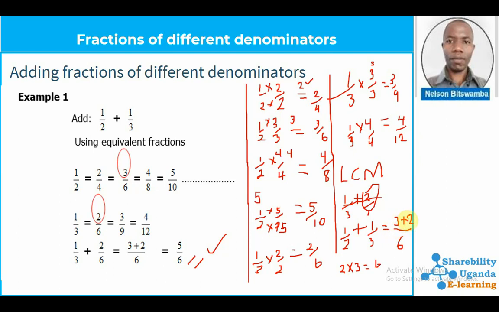So this means we add here and say, what is 3 plus 2 over 6? So our answer here shall be equal to 5 out of 6. You can see that we have got the same answer. So that's how we can also use that method to get our equivalent fractions of different denominators.